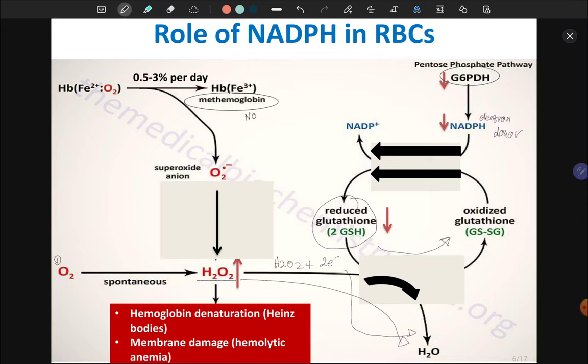We can draw an arrow. If we are deficient in G6PD, the major enzyme in the hexose monophosphate shunt or pathway, what will happen? NADPH will be low. What about reduced glutathione? It will be low. What about H2O2? It will elevate, okay? So what will happen? It results in hemoglobin denaturation and membrane damage.